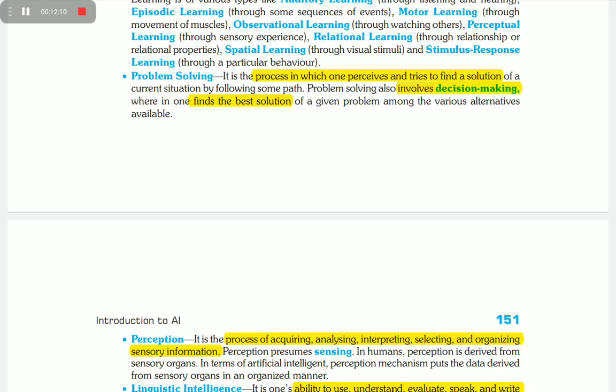Problem solving also includes decision making. Decision making is like, should I do this or should I do this? What should I do? That is decision making. So problem solving also includes decision making, where one finds the best solution of a given problem, like x is equal to 2y. You should find the best solution of the given problem among the various alternatives available. For example, now you are giving the MCQ test. So an MCQ test involves various alternatives that are available, like other options.